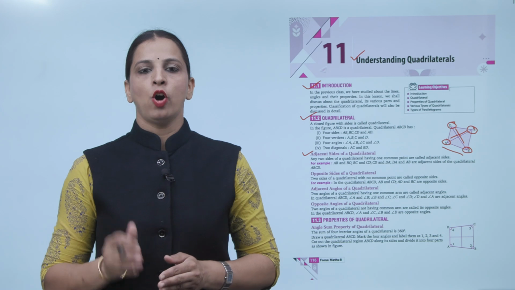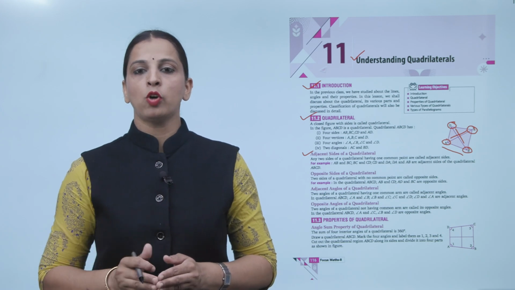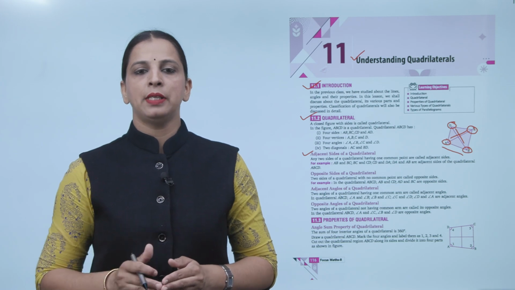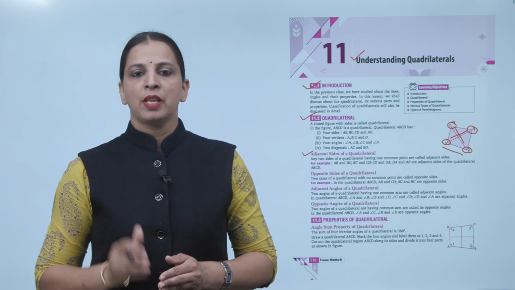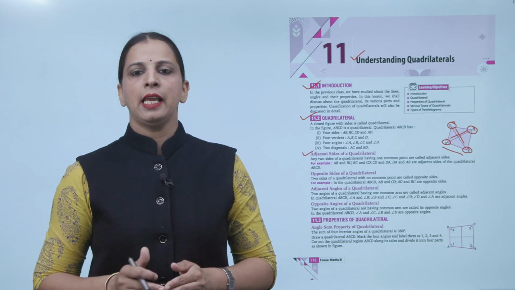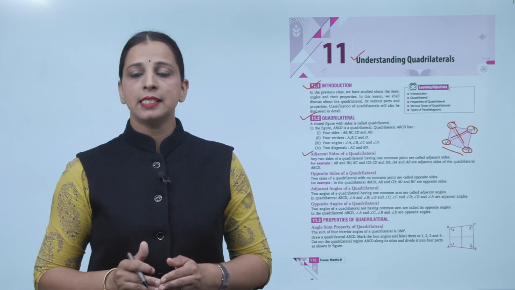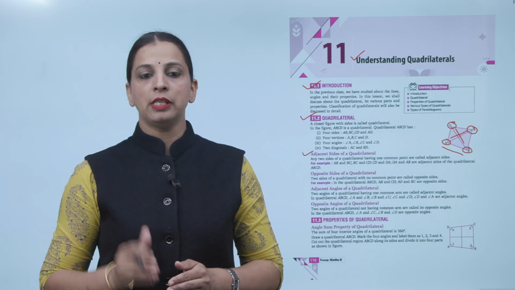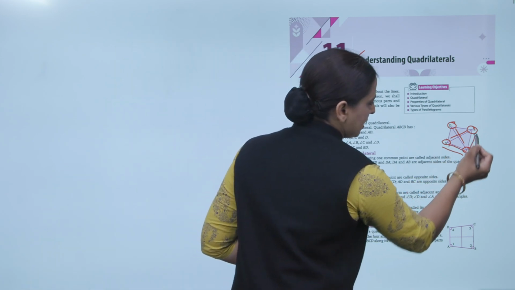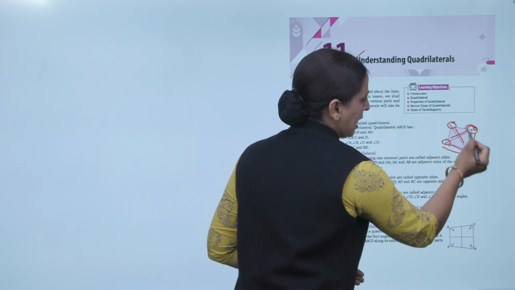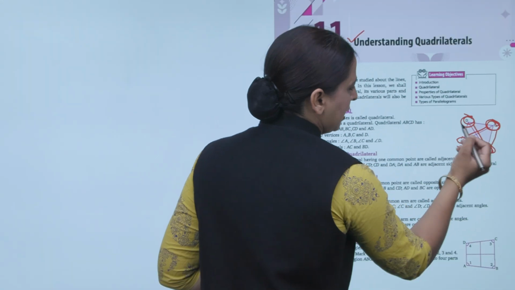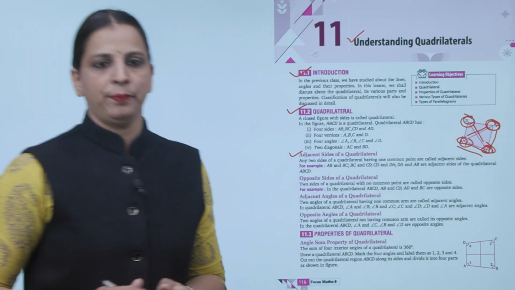Any two sides of a quadrilateral having one common point are called adjacent sides. For example, AB and BC, BC and CD, CD and DA, DA and AB are adjacent sides of the quadrilateral ABCD. AB and BC, B is common; BC and CD, C is common; CD and DA, D is common; DA and AB, A is common.